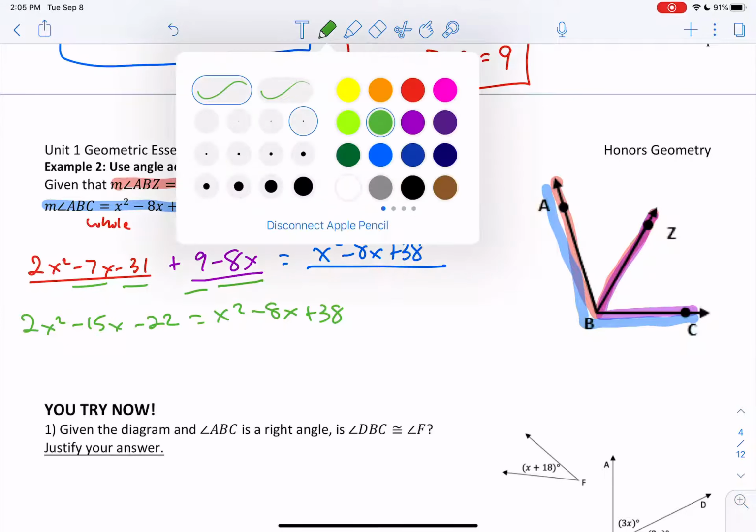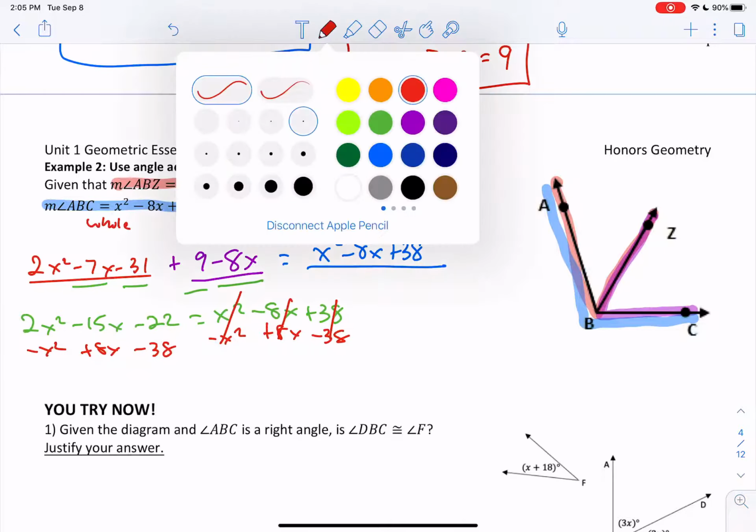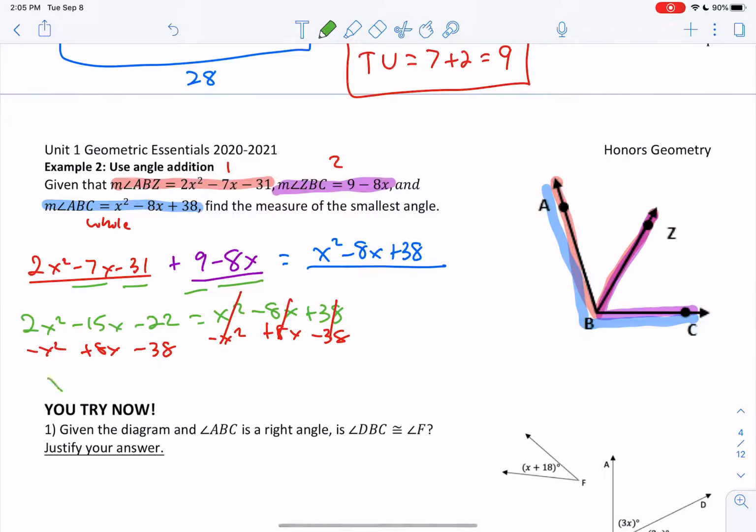Now we want to move everything from the left side over to the right, from the right side to the left side. So I'm going to subtract x squared. That's going to cancel. I'm going to add 8x. That's going to cancel. I'm going to subtract 38. That's going to cancel. So I'm left with x squared minus 7x minus 60 is equal to 0.